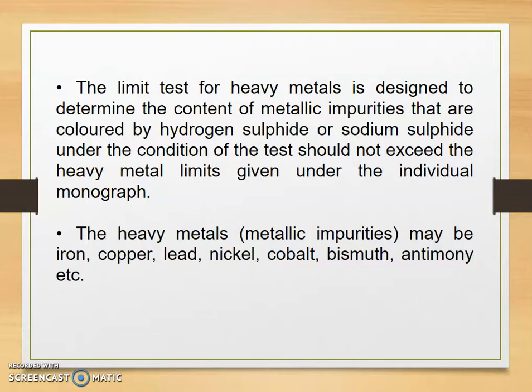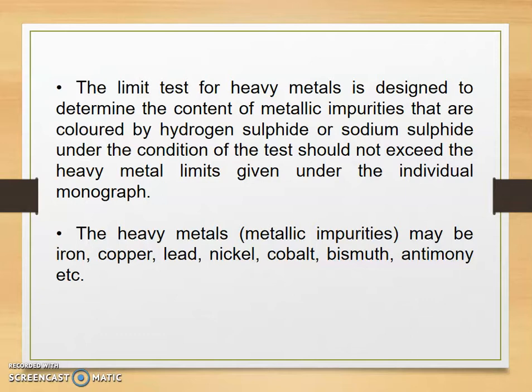The limit test for heavy metal is designed to determine the content of metallic impurity that are colored by hydrogen sulfide or sodium sulfide under the condition of test, which should not exceed the heavy metal limit given under the individual monograph. That means here hydrogen sulfide reacts with metallic impurities to form metallic sulfide.